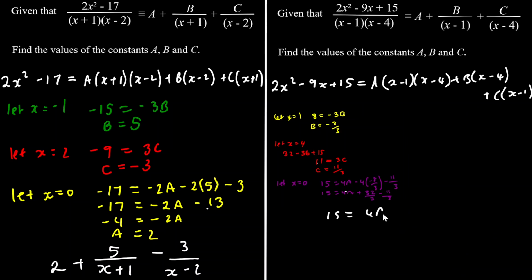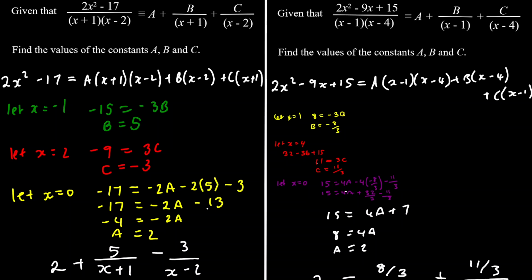15 equals 4a plus 7. Take away 7. 8 equals 4a. A is 2. So we have 2 minus 8 thirds. So I could write it up here. 8 thirds over x minus 1 plus 11 thirds over x minus 4.